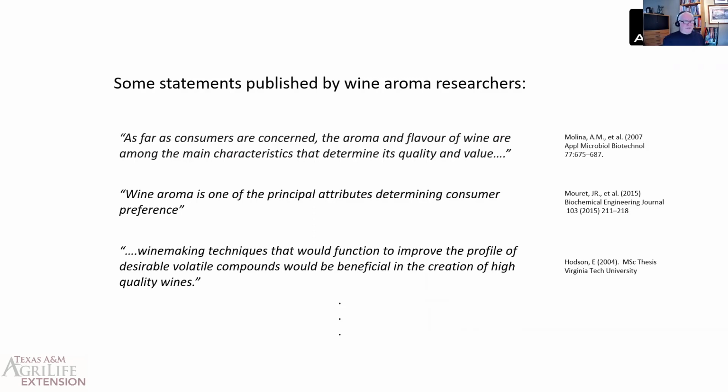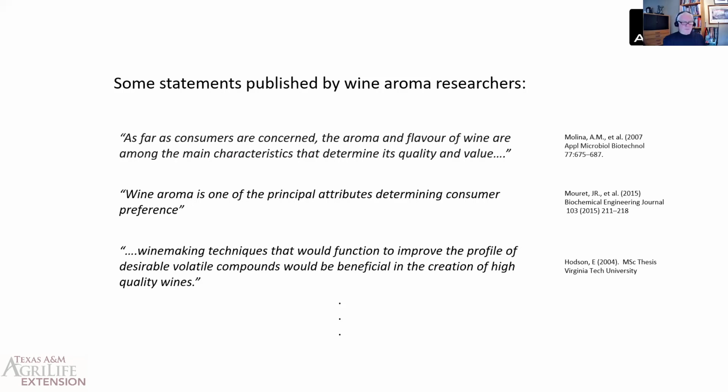the early 2000s said that as far as consumers are concerned, the aroma and flavor of wine are among the main characteristics that determine its quality and value. Then Moret in France, in his group, in a paper said, wine aroma is one of the principal attributes determining consumer preference. So, okay, I'm becoming a believer that aromas are very important. Then a graduate student at Virginia Tech University said in her master's thesis, winemaking techniques that would function to improve the profile of desirable volatile compounds would be beneficial in the creation of high quality wines.